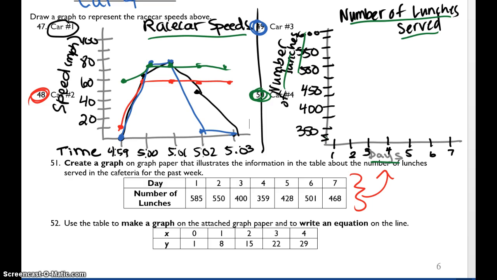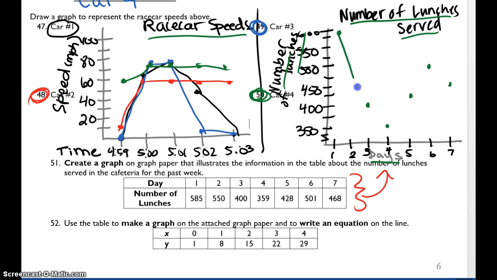On day 1, the number of lunches served was 585. About right there. Day 2 was 550. Day 3, 400. Day 4, 359. Right there. Day 5, 428. Day 6, 501. And day 7, 468. So let's see, right there.